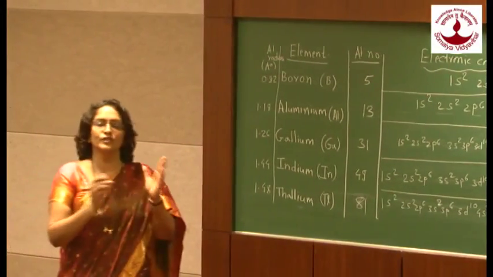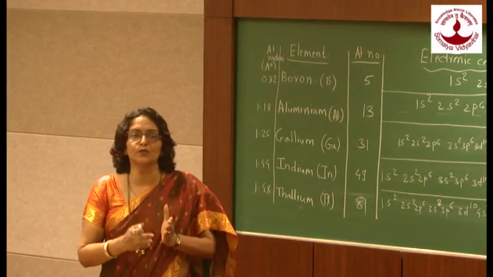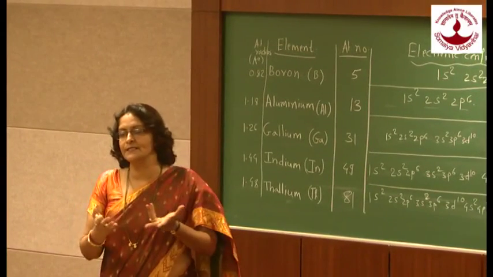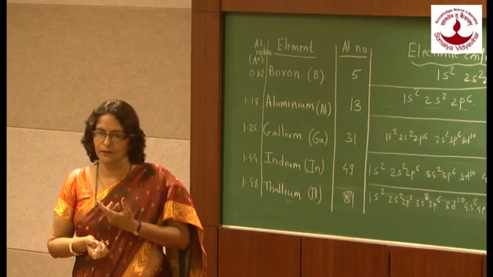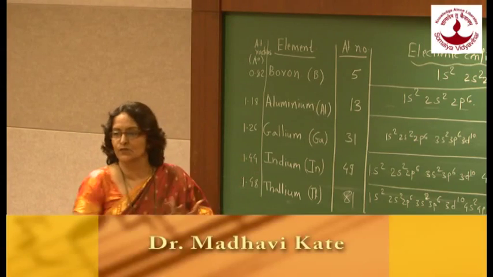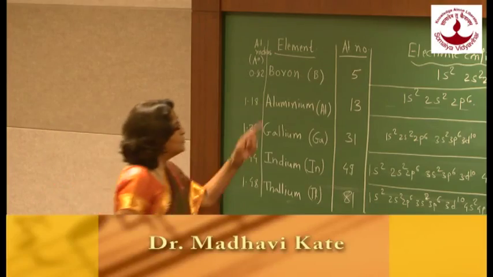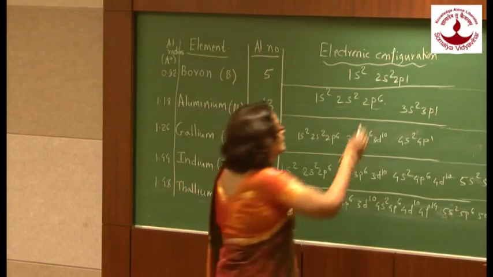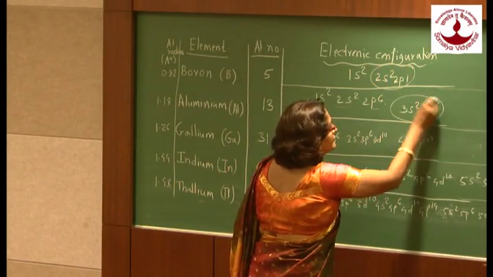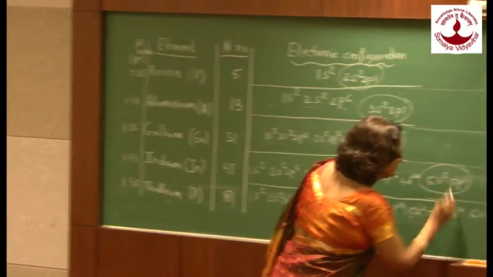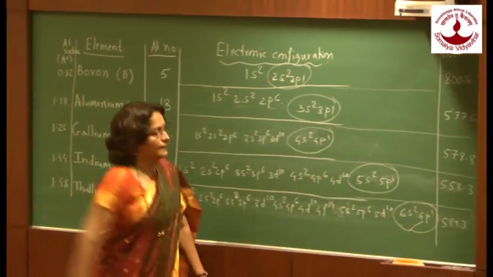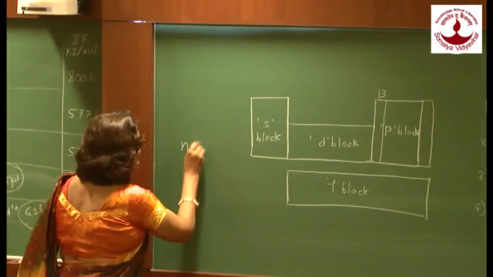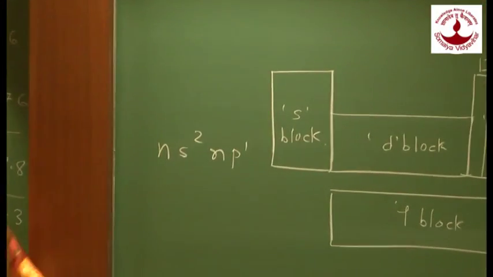Once you know the position of an element in the periodic table, you should know its electronic configuration. Why? Because all the properties are related to electronic configuration, and electronic configuration decides its position in the periodic table. So when you see the electronic configuration of these elements, what do you find? All these elements have a general valence electronic configuration of ns2 np1.